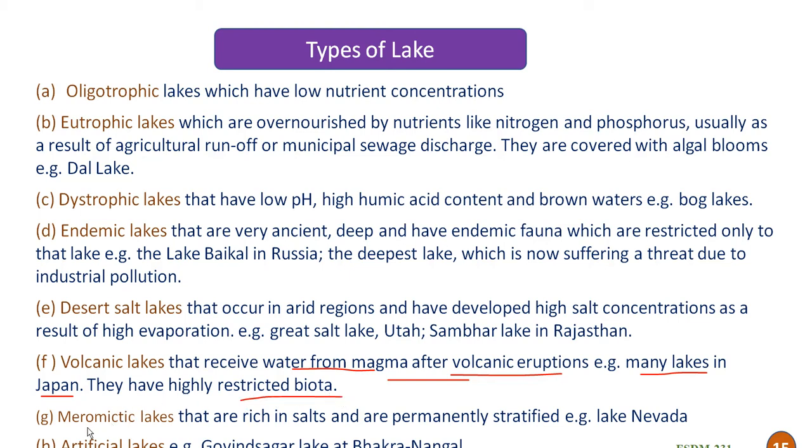Then next is meromictic lakes that are rich in salts and predominantly stratified. Example, Lake Nyos. So these are the examples of meromictic lakes. Then the last one is artificial lakes like Govind Sagar Lake at Bhakra Nangal. So these are the different types of lakes.